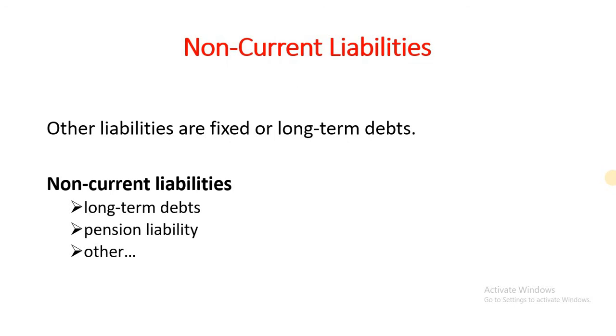In the meantime, pensions in most cases are non-current liabilities. Part of your employees might retire within the next year, so part of your pensions might be your current liabilities, but in most cases, most of your employees will retire in 10 years or 15 years or even 20 years. So most of your pension will be your non-current liabilities. There might also be some other types of non-current liabilities.